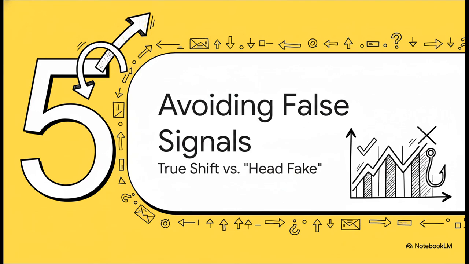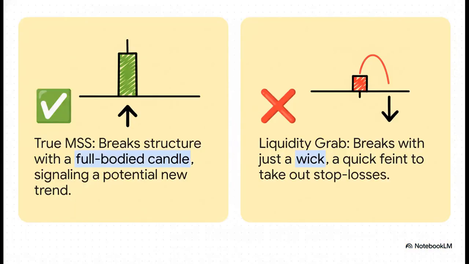Okay, this section is critical. Avoiding false signals. How in the world do you tell a real, genuine shift from a head fake that's just designed to trap you and take your money? This comparison right here is your cheat sheet. A true MSS breaks structure with the body of the candle. It shows real commitment. A liquidity grab, on the other hand, often just pokes through with a long wick before snapping right back. A true shift is followed by more movement in the new direction. A grab is just a quick feint to hit a bunch of stop losses before price goes right back to what it was doing before.